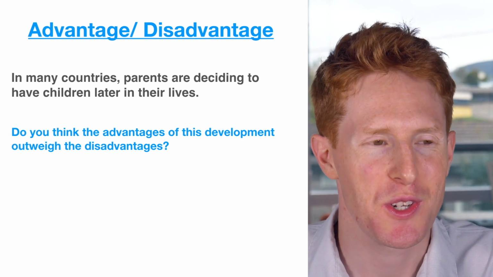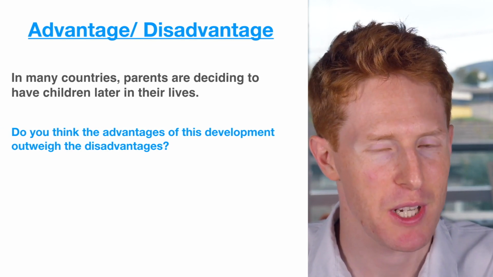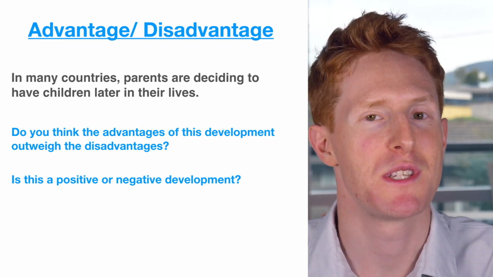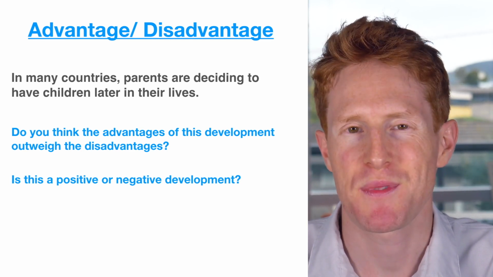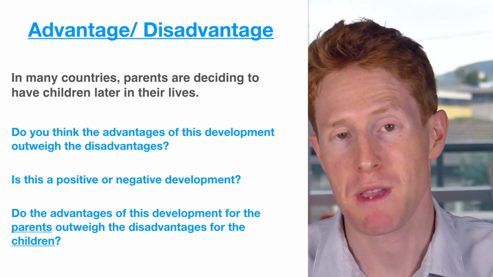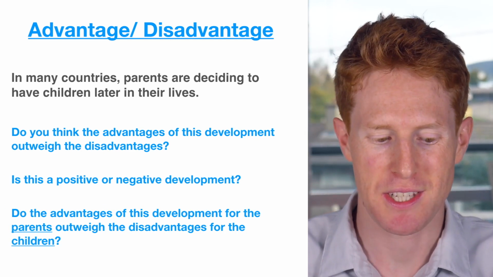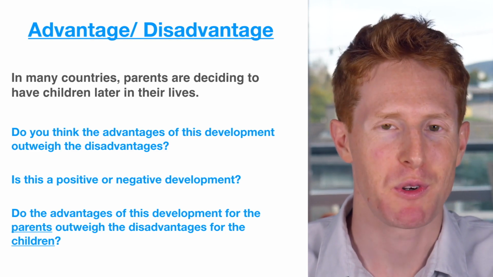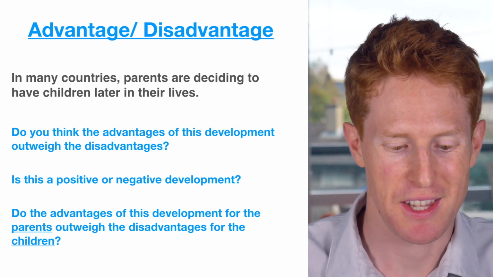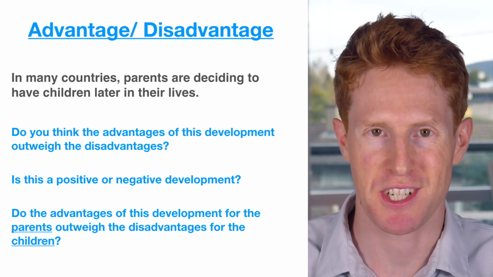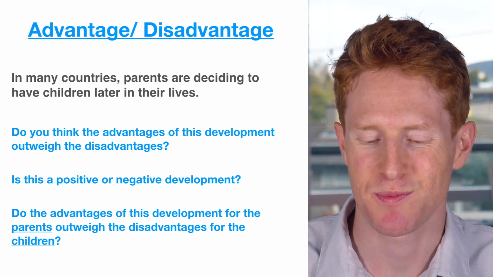Now, the question could appear in a slightly different way. It could be something like this. Is this a positive or negative development? Or something like this. Do the advantages of this development for the parents outweigh the disadvantages for the children? So if you get this type of question, make sure you're comparing the advantages of the parents with the disadvantages of the children. It's quite tricky, that.